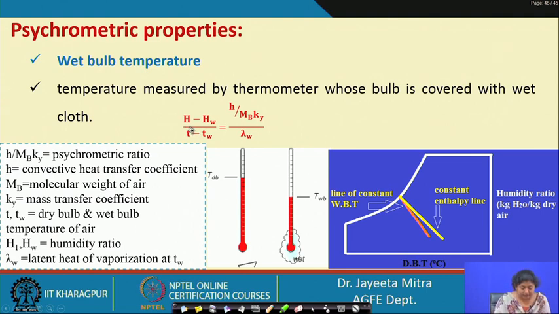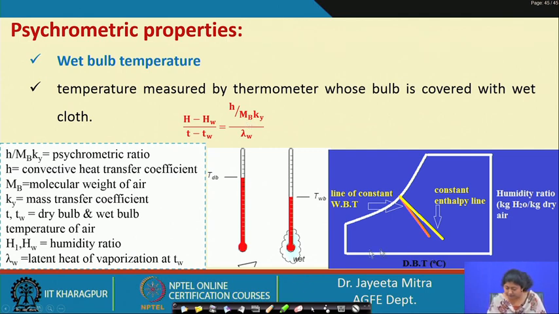Okay. So, if capital H and Hw are the humidity of the air and the saturated air, and Mb is the molecular weight of air, Ky is the mass transfer coefficient, we can write that lambda W divided by Mb Ky, into (H minus Hw), that is equal to small h into (T minus Tw). Okay, so this is the relation, and h by Mb Ky is called the psychrometric ratio.